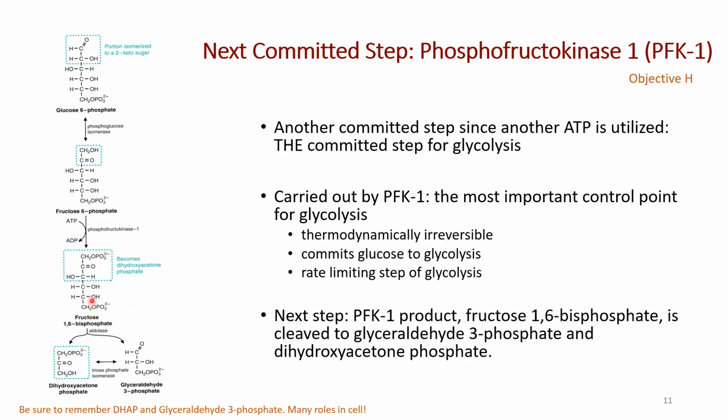And so after that, the fructose 1,6-bisphosphate is going to be cleaved into those two 3-carbon sugars. And if you recall, there is dihydroxyacetone phosphate and there is glyceraldehyde 3-phosphate, and glyceraldehyde 3-phosphate is the one that goes forward, so you need to modify the dihydroxyacetone phosphate into glyceraldehyde 3-phosphate for that.